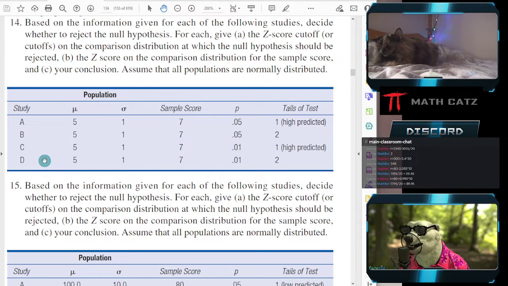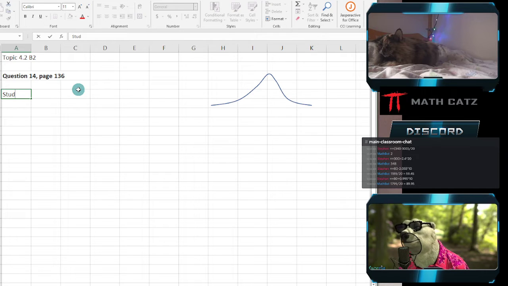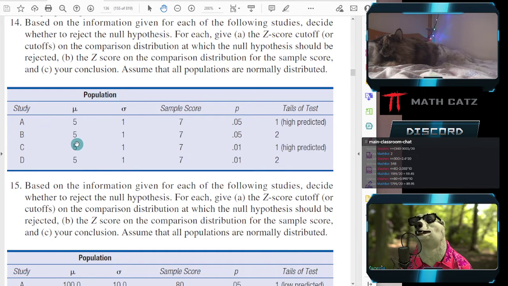Instead of using a calculator and writing everything by hand, we'll do the same thing, but we'll use a spreadsheet instead. So I have a very rough normal distribution here. Got away from me a little bit. Just to have something to look at when we think about cutoffs and the areas under the normal curve and so on. So this will be study C, where we have a mean of 5 and a standard deviation of 1.